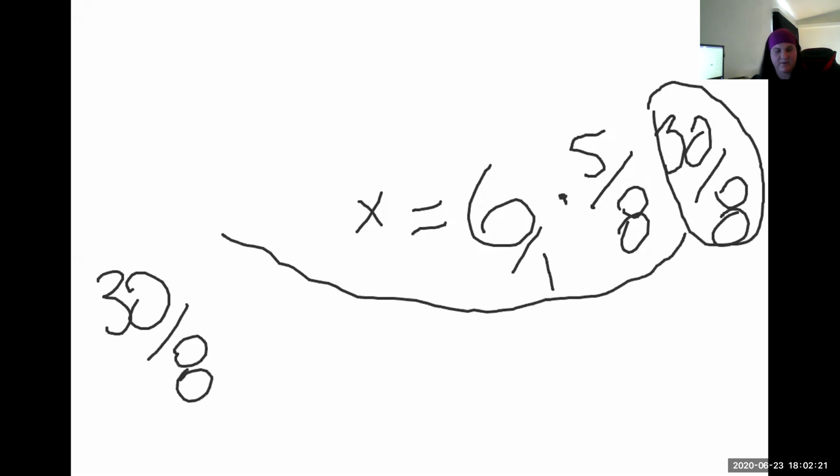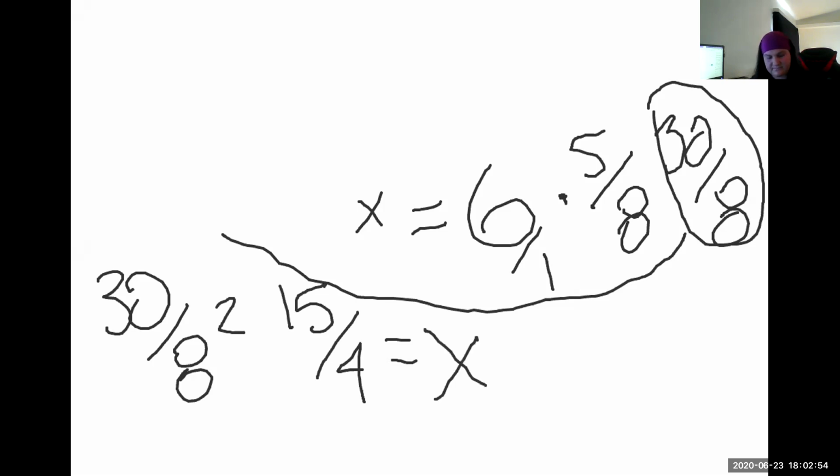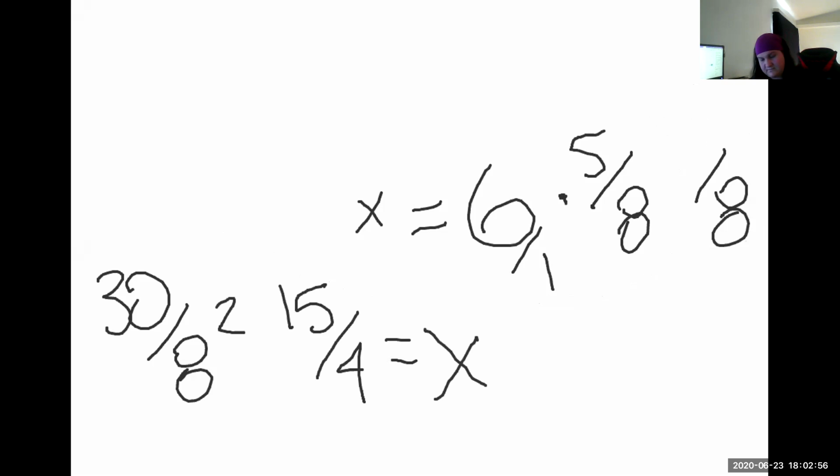Well, that's not simplified. We can go even lower than that. We need to simplify this fraction. We know that these both can be divided by 2. 30 divided by 2 equals 15. 8 divided by 2 is 4. And that is as low as it can go because these can't be divided by the same number anymore. So we know 15 over 4 equals x. I hope that makes sense, how we got to that.